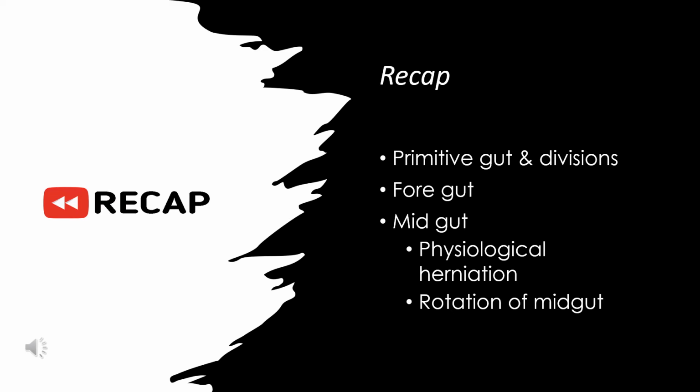So during the 6th week, the primary intestinal loop grows so rapidly that it protrudes into the umbilical cord, and this process is termed physiological herniation. And during the 10th week, it returns back into the abdominal cavity. And while these processes are occurring, the midgut loop rotates 270 degrees in a counterclockwise direction.